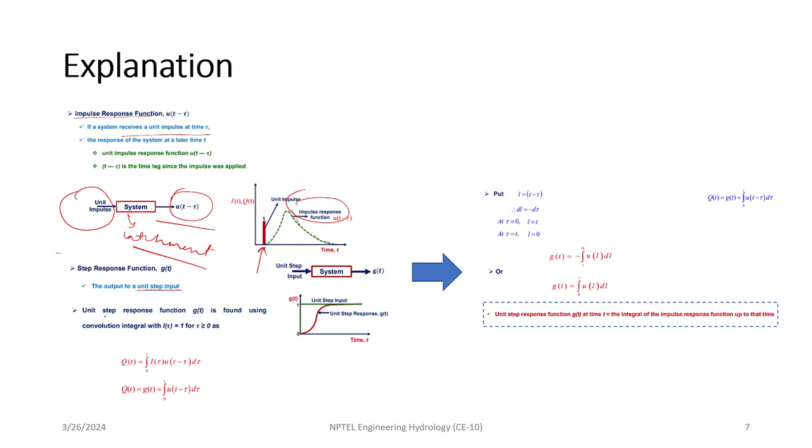Now, if you talk about the unit step response function, if we take the integral of the unit impulse, we can get a smooth curve like this, and it will become constant after a certain period of time. So it can be regarded as a shape like an S hydrograph, right? Is it clear to all? Yes. Okay.